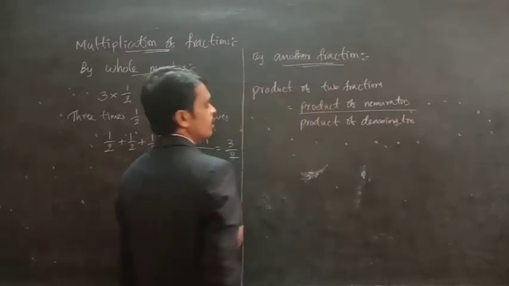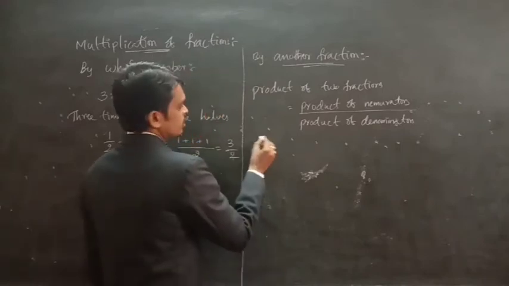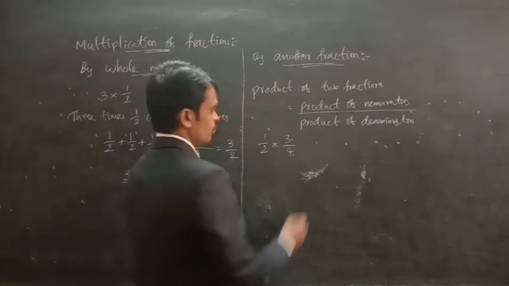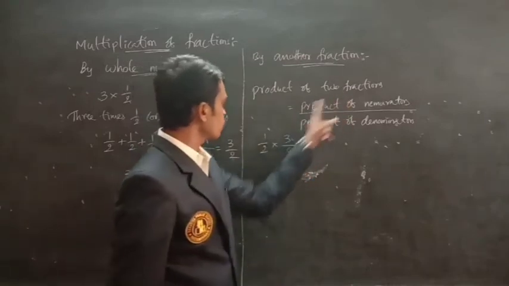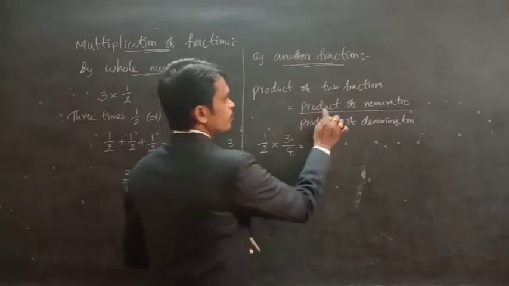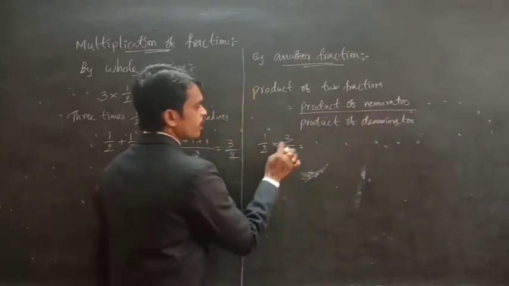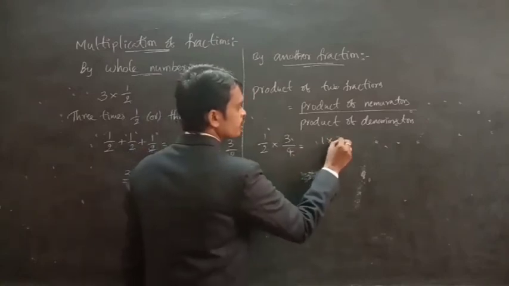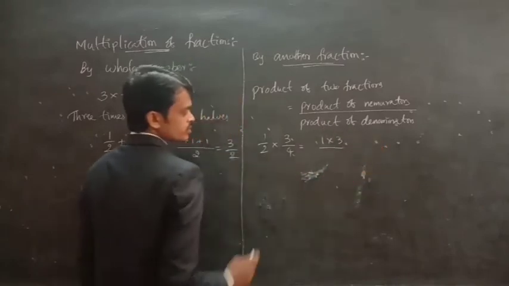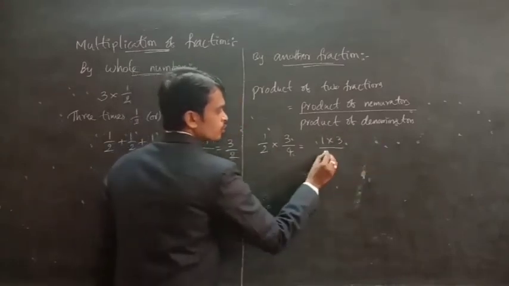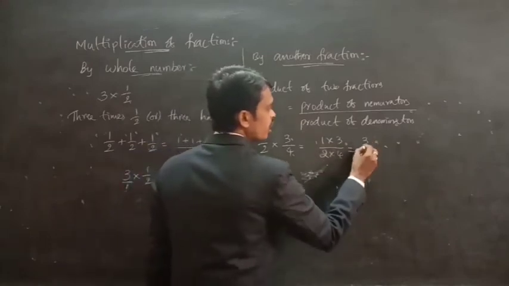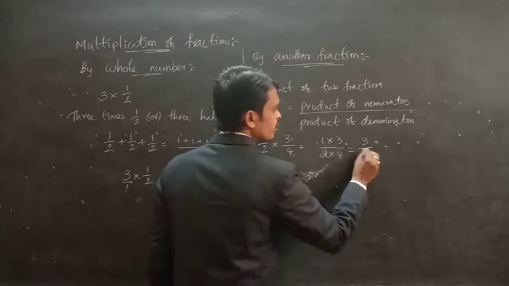So here let us take one example. 1 by 2 into 3 by 4. So what are we doing here? This is a product of two fractions. So here, product of numerators. What is the product of numerators? 1 into 3, by next, product of denominators. What are the denominators? Product of 2 into 4. Then 1 into 3 is 3, by 2 into 4 is 8.